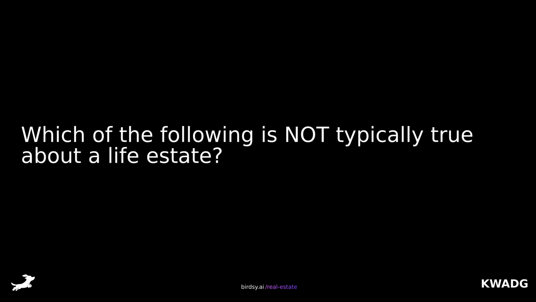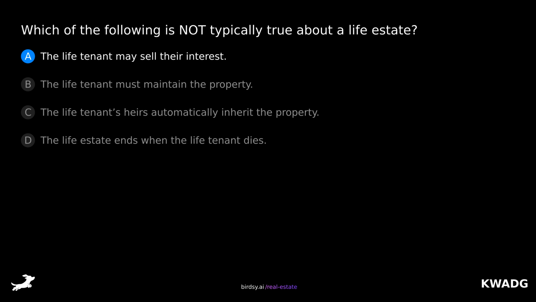Which of the following is not typically true about a life estate? Is it A, the life tenant may sell their interest, B, the life tenant must maintain the property, C, the life tenant's heirs automatically inherit the property, or D, the life estate ends when the life tenant dies?